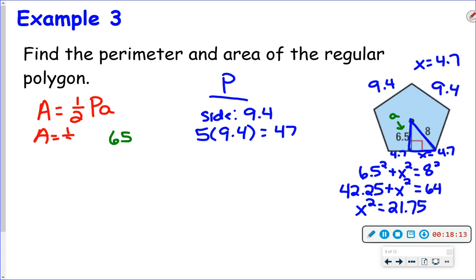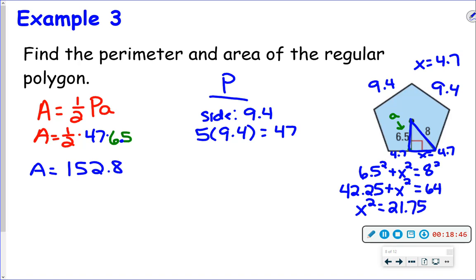Now I am ready to get my final area answer. 1/2 times the perimeter, we just got 47, and they gave you the apothem. Punch that in. What's 1/2, or 0.5 if you like, 0.5 times 47 times 6.5. What do you have for the area? Final answer, 152.75. I'm going to round it to 152.8. If you want to leave it 152.75, I don't care.